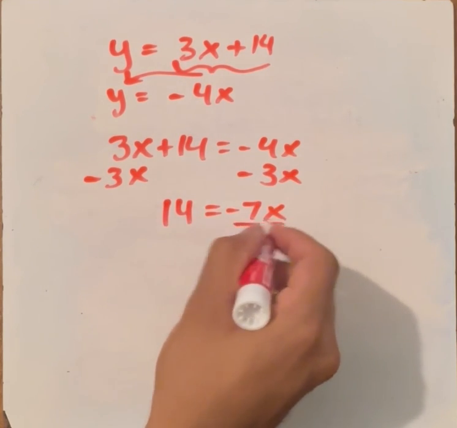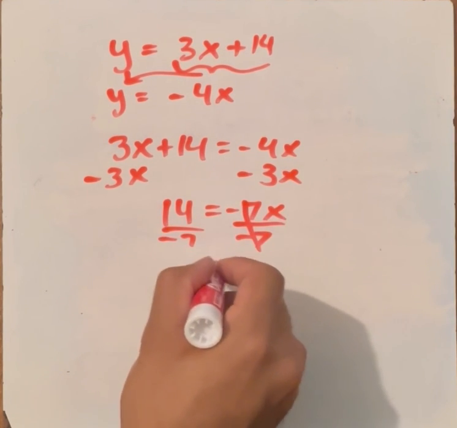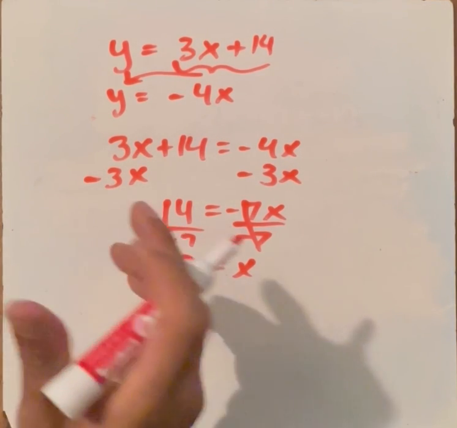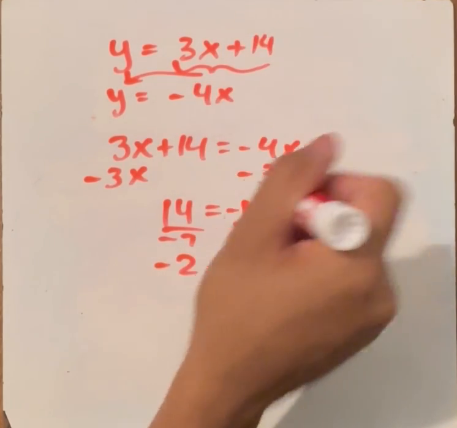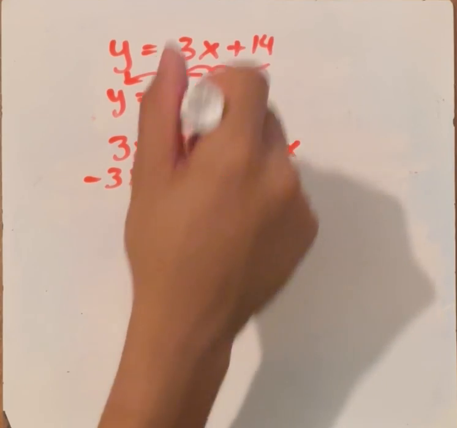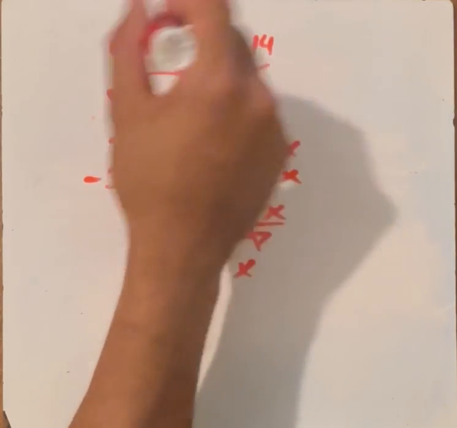Okay, to solve for x, let's divide both sides by negative 7. And x equals 14 divided by negative 7, which is negative 2. Okay, so we're most of the way there. We just have to find what y is. And so you can pick either this equation or this equation to plug in negative 2 into the x here or here. Since this equation looks a little bit simpler than this one, why don't we just plug it into here?